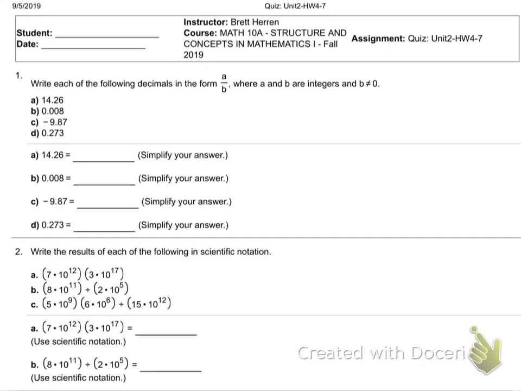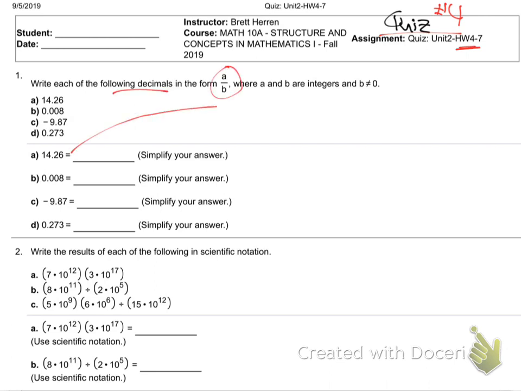Okay, so here we are on quiz number 4. Quiz number 4 from Unit 2, covering homeworks 4 through 7. All right, so it wants us to take each of these decimals and write it as a fraction.